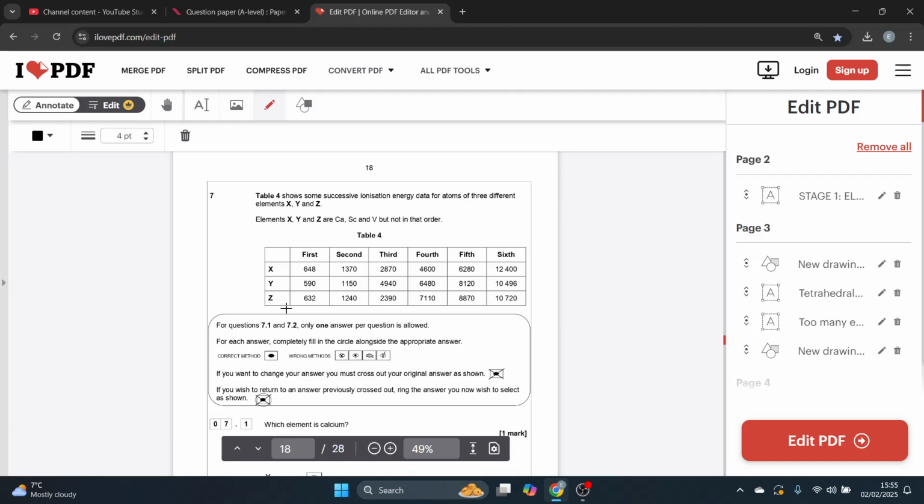So I need a periodic table. Okay, got it. Periodic table. Okay, so element calcium, Ca, is in group 2.